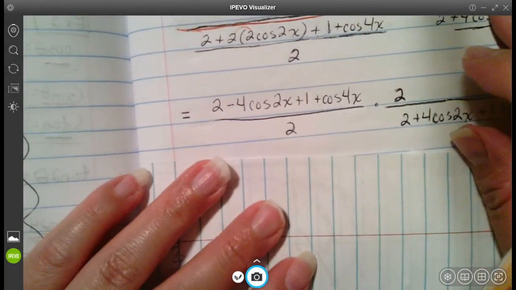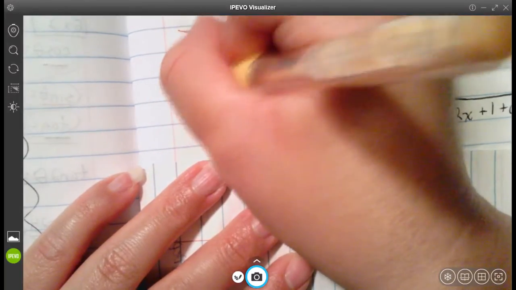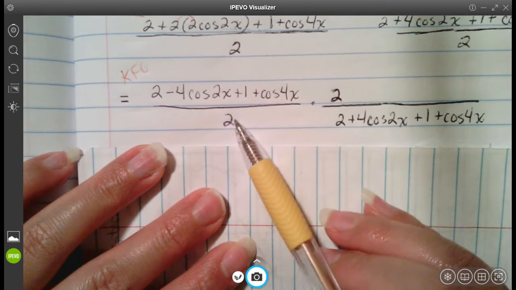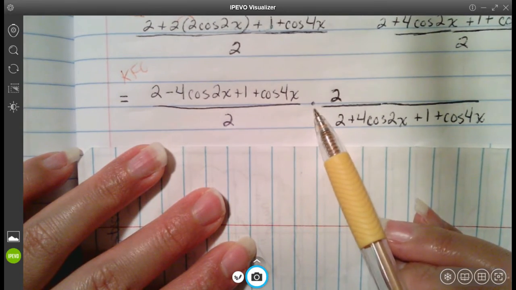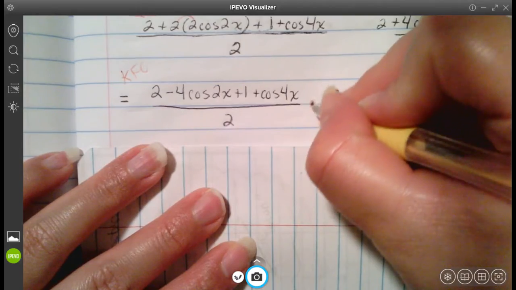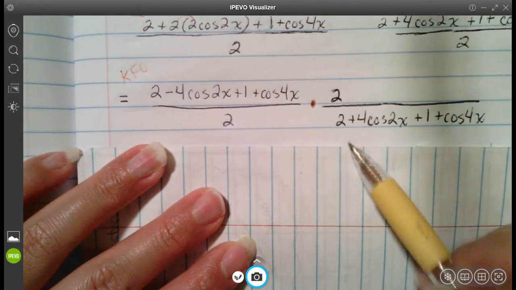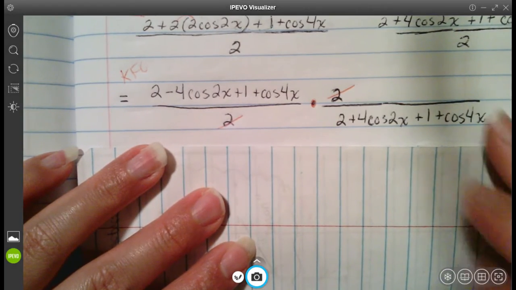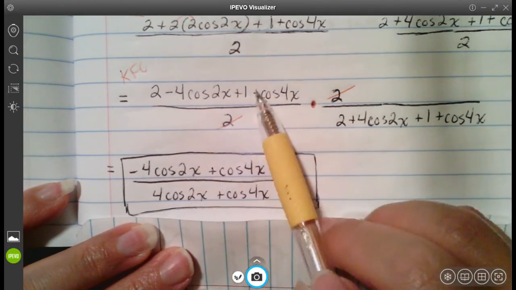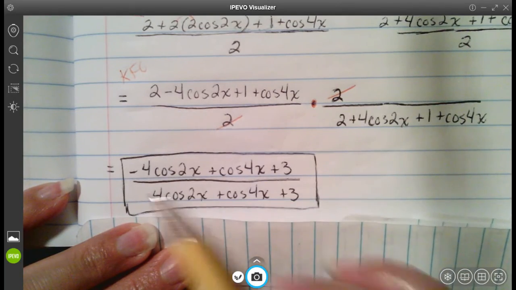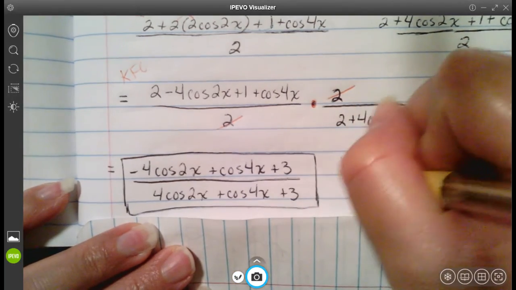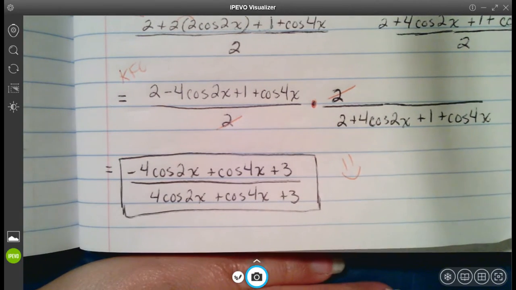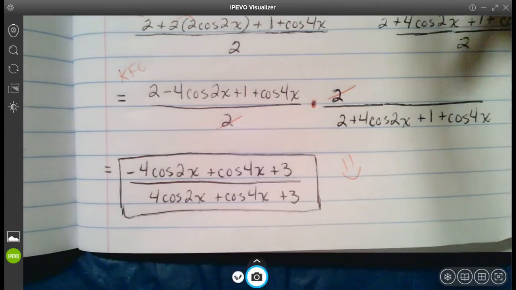So here I did my keep flip change. So KFC. My keep flip change says that I'm going to take the first fraction, leave it, change this to a multiplication, so that division is now a multiplication, okay? And flip the second fraction. You will notice that the 2's are going to be equal to 1. So I am left with all of this on top, all of this on bottom. I just kind of rearranged it a little bit, and that is it. Very lengthy problem. Mostly fraction work, okay? Nothing too crazy. That's it for that one.